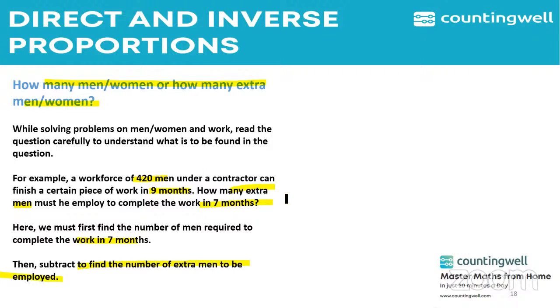So the extra men they have asked, not the number of men required to complete the work in 7 months. So if you miss or if you misunderstand this final statement of the question, your final answer will be up to this and not will be up to this. So you have to take care and read the question carefully.